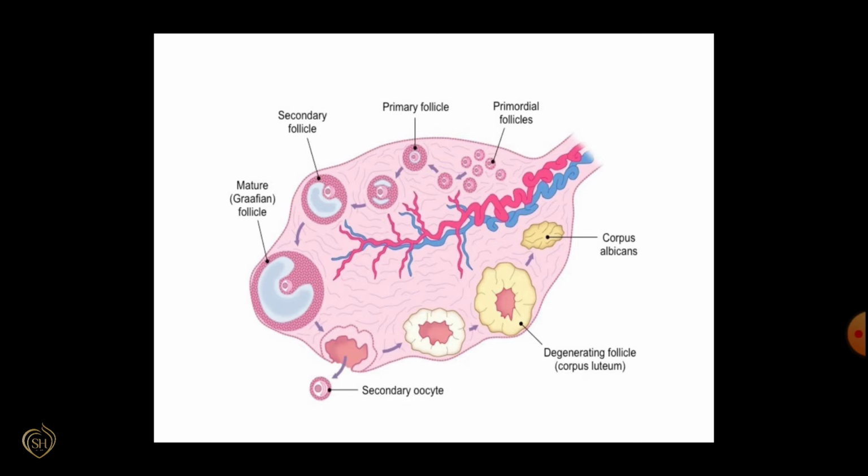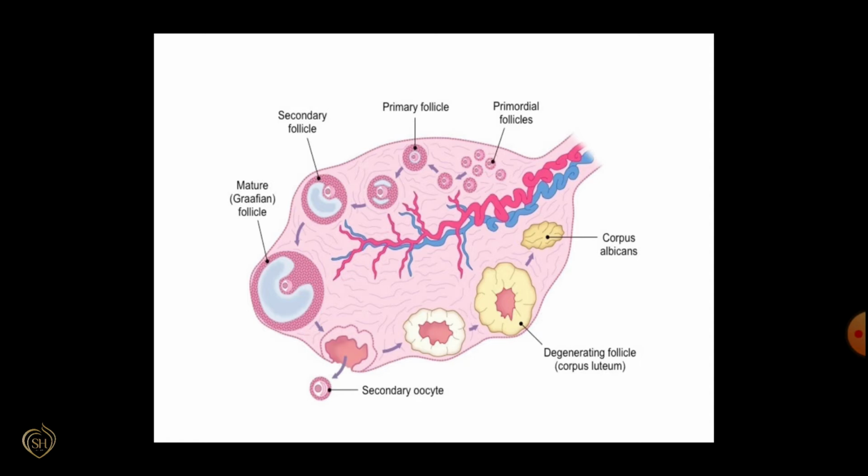Primary follicles get surrounded by more layers of granulosa cells and a new theca, called secondary follicles. Secondary follicles transform into tertiary follicles, which are characterized by a fluid-filled cavity called the antrum. The primary oocyte within the tertiary follicle grows in size.